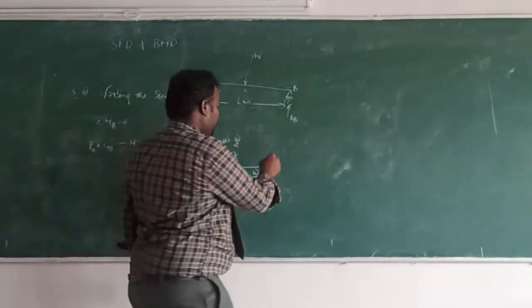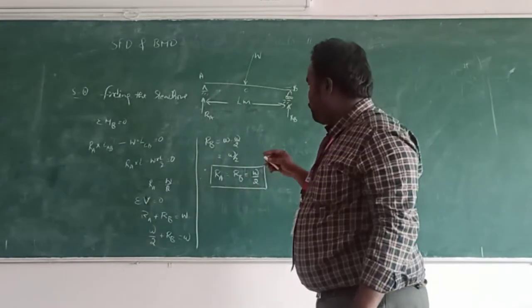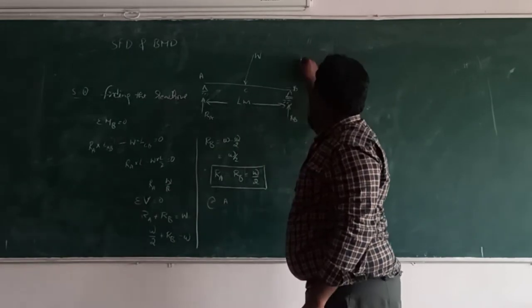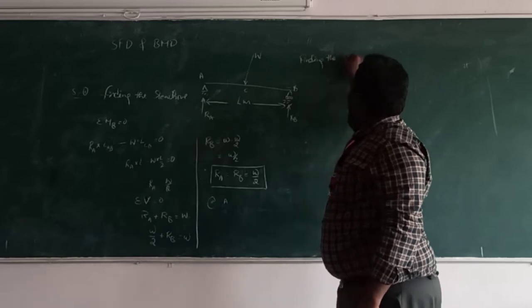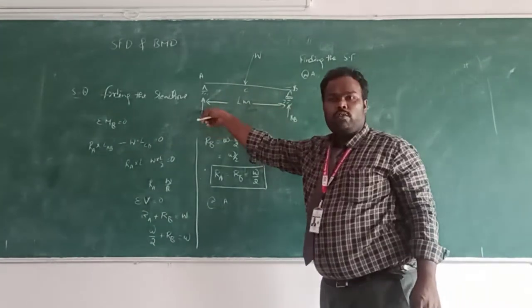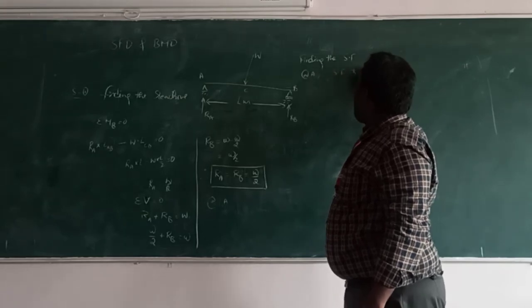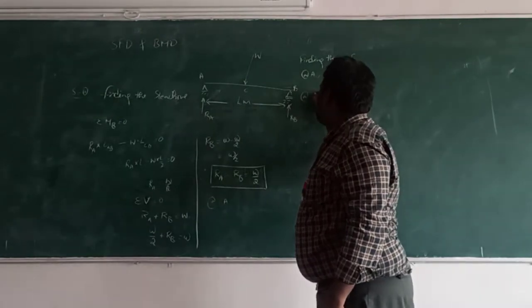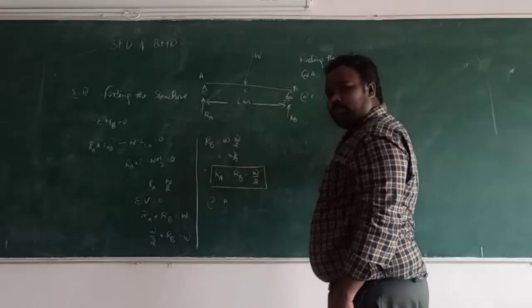Next one. Now finding the shear force. At point A, we know the vertical reaction RA, so the shear force is W by 2. At point C, the shear force is minus W by 2.